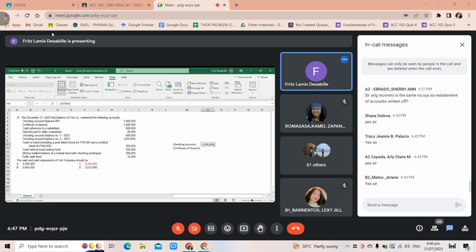Okay, so dali lang. So 1.4, cash advance to subsidiary, deposit paid to utility companies. Again, 900,000 and 20,000. Those are receivable. And ang BDO account nato is 400,000.